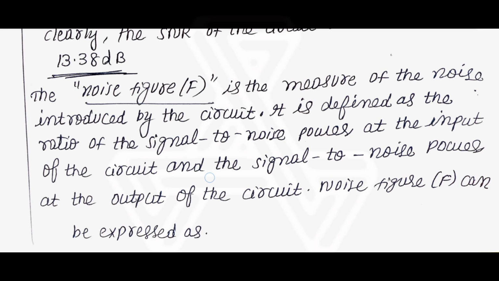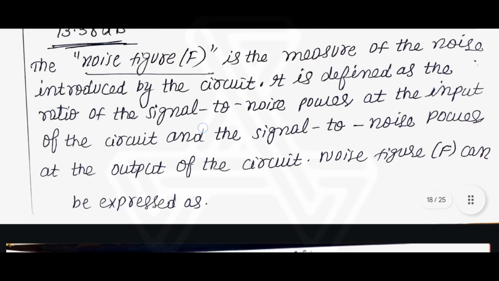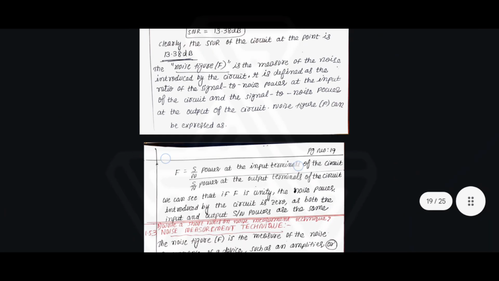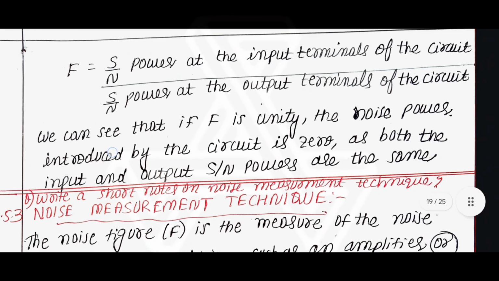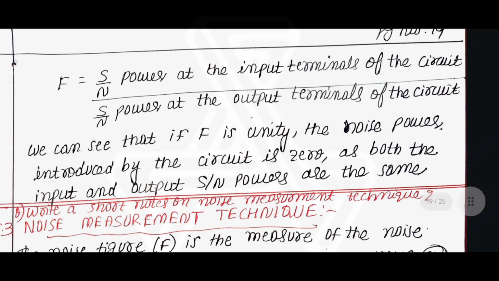Noise figure F can be expressed as F is equal to S by N power at the input terminals of the circuit by S by N power at the output terminals of the circuit. We can see that if F is unity, the noise power introduced by the circuit is 0, as both the input and output S by N powers are the same.